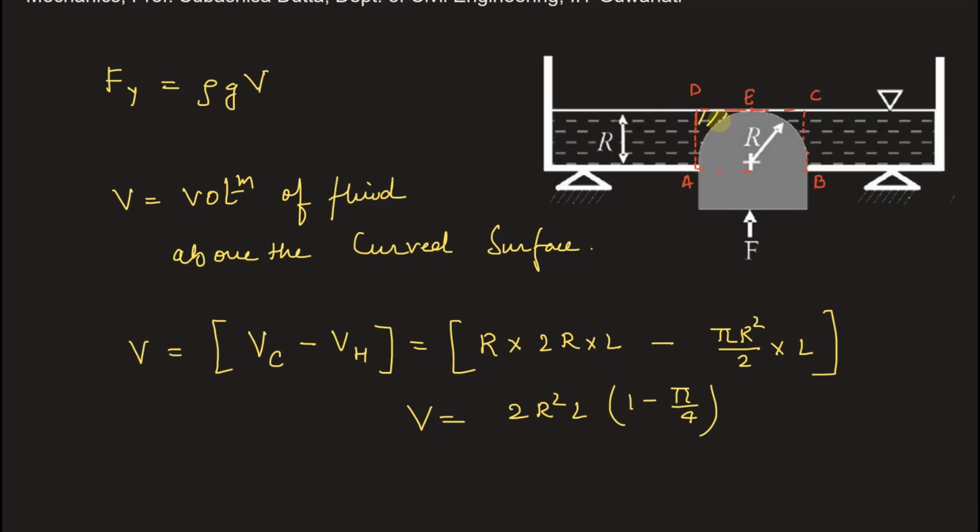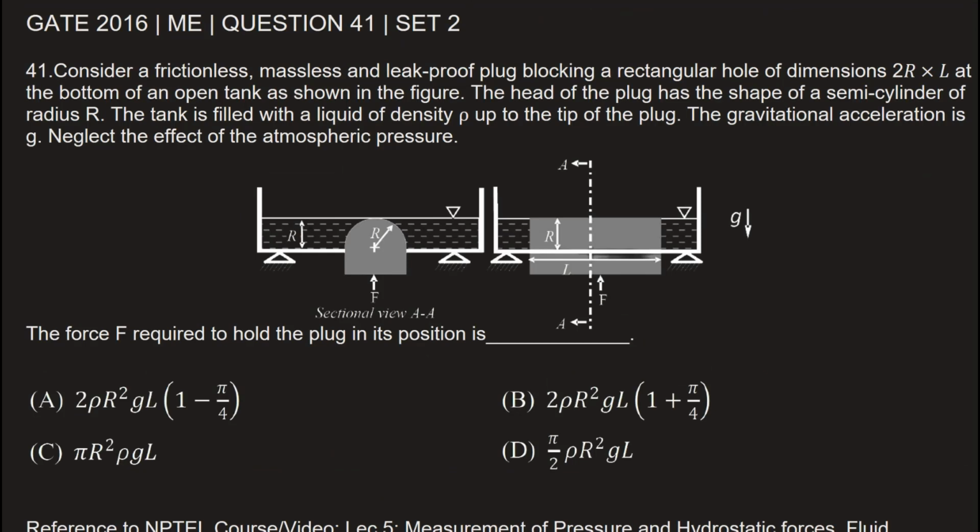Let me hatch it here. So this yellow hatched section, we got the volume 2r square into L into 1 minus pi by 4. Now Fy, the vertical hydrostatic force in the vertical direction, will be equal to density into acceleration due to gravity into this volume. So we can write 2r square L into rho into g into 1 minus pi by 4. So from here we can see that option A is the correct choice.